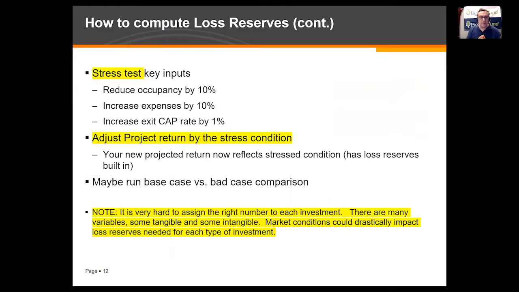So note, it is very hard to assign the right number to each investment. There are many variables, some tangibles and some intangibles, and market conditions can make a drastic difference on loss reserves needed for each type of project. Just be aware of this.